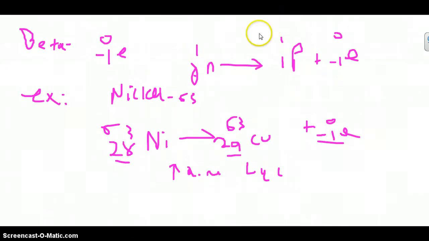let's go to gamma radiation. So gamma is represented by a gamma symbol, 0. And it's not typically shown because no mass, no charge.